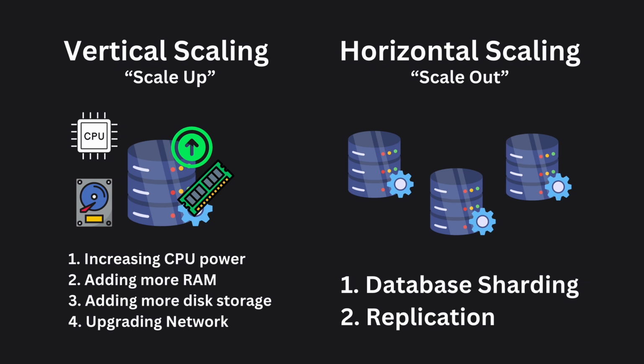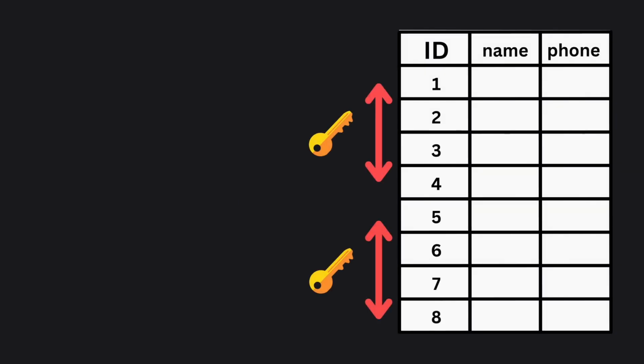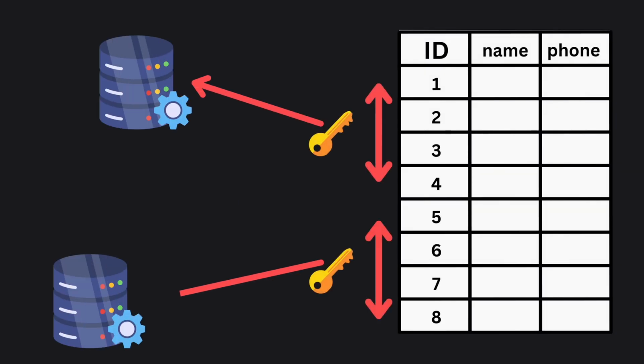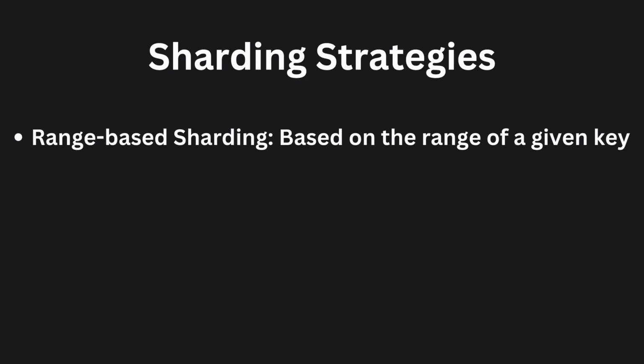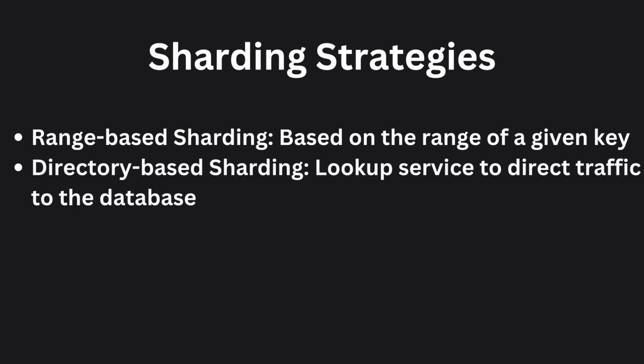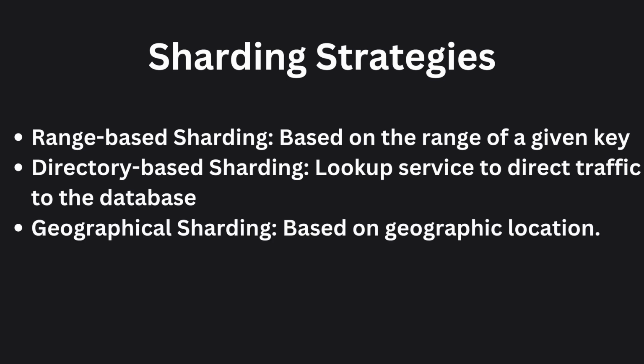Databases that support horizontal scaling distribute data across a cluster of machines. This could involve database sharding or data replication. The first option is database sharding, which is distributing different portions, shards of the dataset across multiple servers. This means you split the data into smaller chunks and distribute it across multiple servers. Some of the sharding strategies include range-based sharding, where you distribute data based on the range of a given key, directory-based sharding, which is utilizing a lookup service to direct traffic to the correct database. We also have geographical sharding, which is splitting databases based on geographical locations.